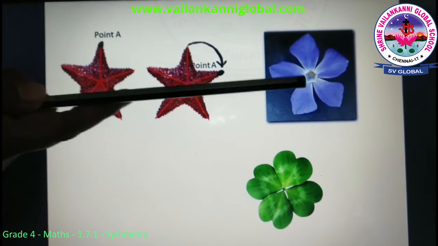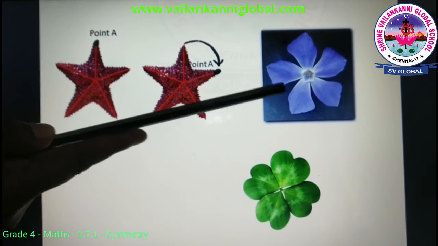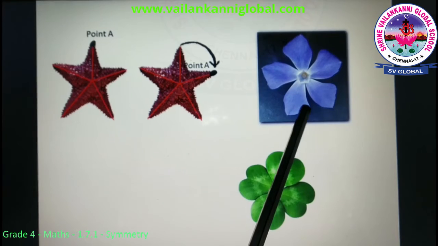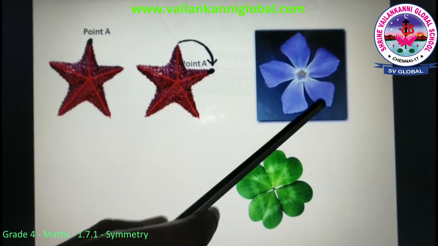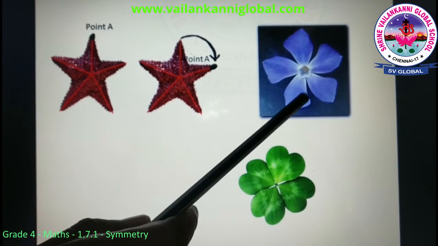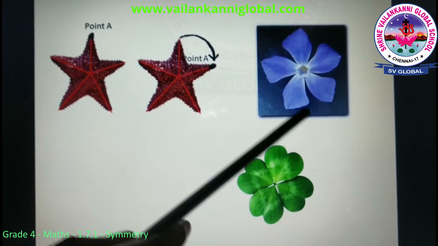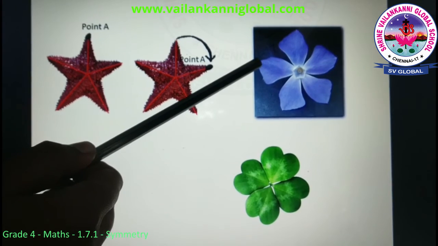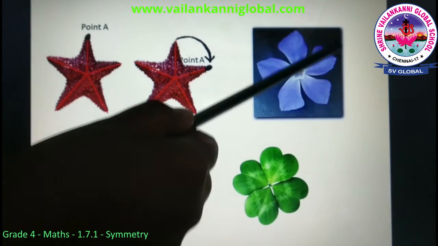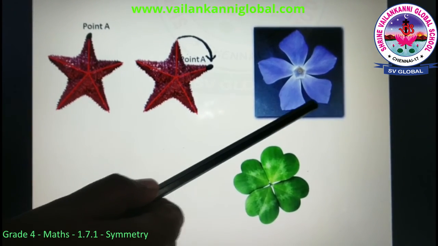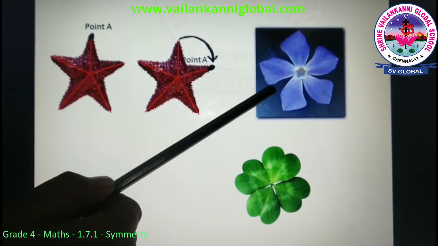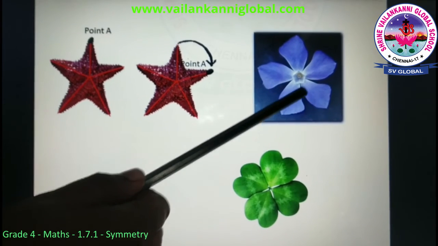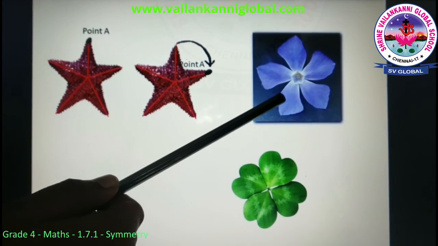Let us consider this flower. Here totally five petals are there. For these five petals also, the order of rotational symmetry is 5. Because when we consider this the starting point, it rotates one time, then two, three, four, then five times. Again it came to the original position. So the order of rotational symmetry is 5.